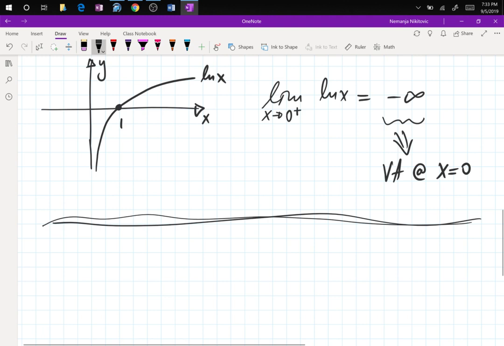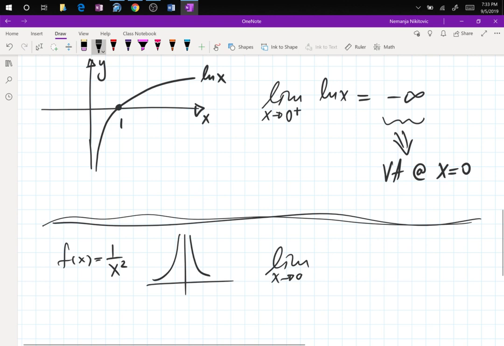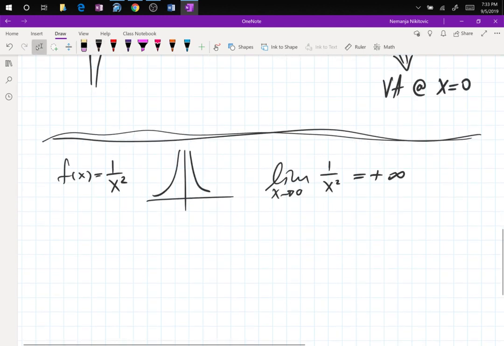The previous example, f of x equals 1 over x squared, was the graph that looked like that. We can take the overall limit here because the overall limit worked just fine. The limit as x goes to 0 of 1 over x squared was positive infinity because both sides agreed on positive infinity.